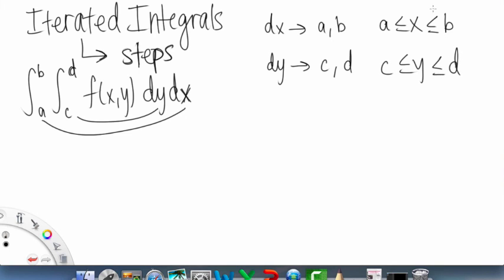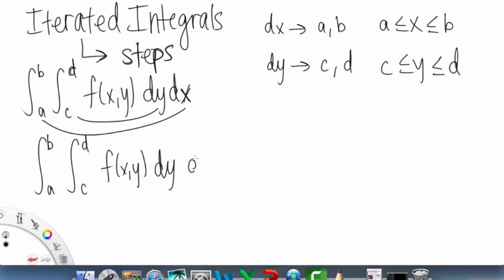Okay, so we have that so far. And then the way that you would evaluate these is the following. What I do is I rewrite it, and then I put parentheses around the inner ones. So parentheses here and parentheses here. The dx stuff is staying outside, basically, okay?